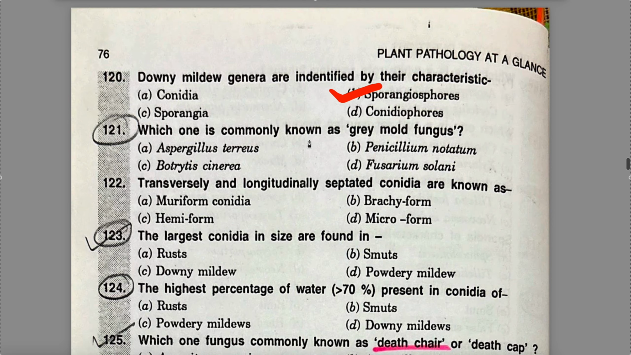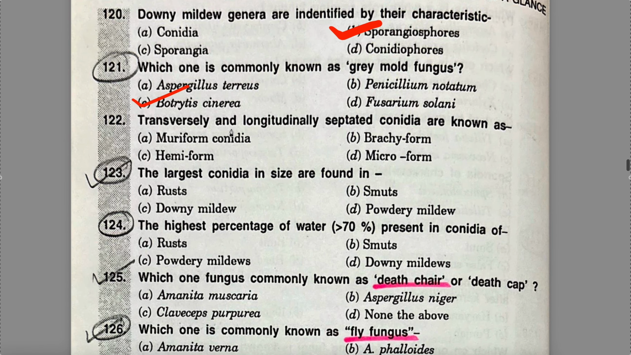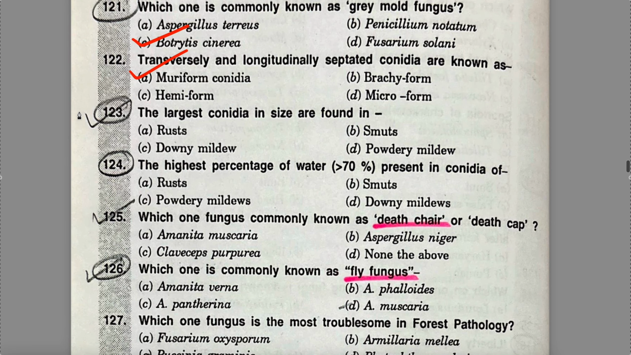121. Which one is commonly known as grey mold fungus? Aspergillus, Penicillium, Botrytis, or Fusarium? Answer Botrytis cinerea. 122. Transversely and longitudinally septate conidia are known as muriform, brachy, hemi, or microform? This type of conidia are seen in which pathogen? Alternaria. Yes, so the answer is option A, muriform conidia.